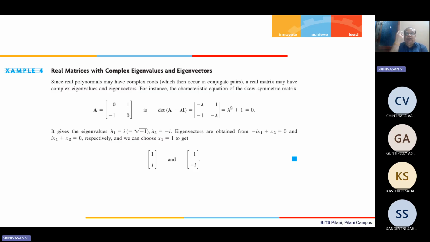So there are two values of lambda, as usual for a quadratic equation, but they are complex roots. And you know very well, when there are two values of lambda which are complex, they will be complex conjugates. That is, if one is x plus iy, the other one will be x minus iy. Okay. So correspondingly, you can substitute and find the eigenvectors to be, in this case, [1, i] and [1, minus i].